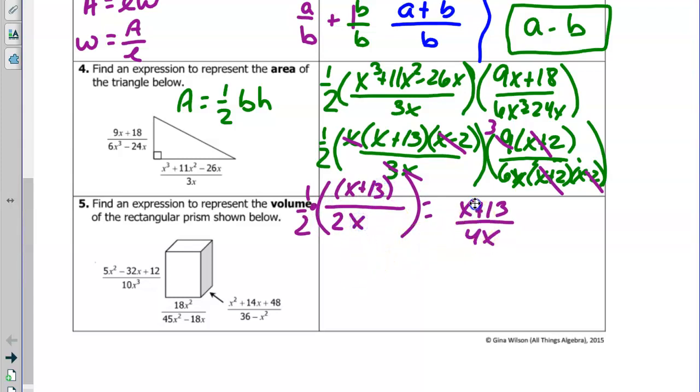Are you guys going to try number 5 on your own? Yes. Go for it. Try number 5 on your own.